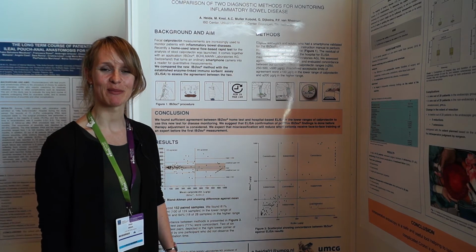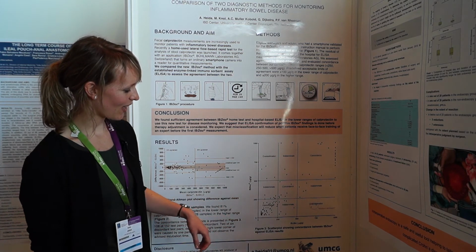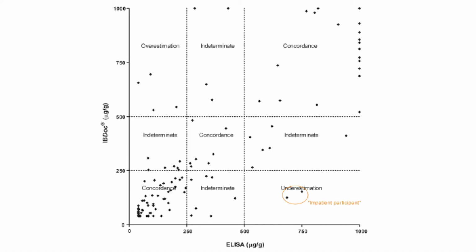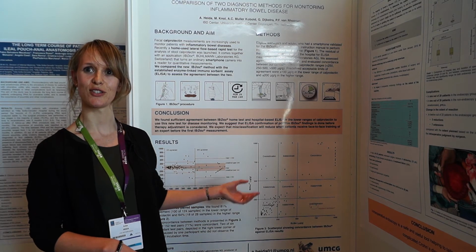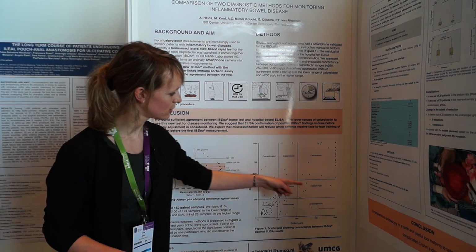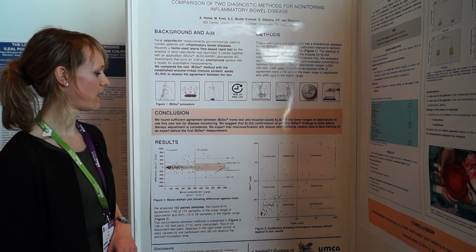We also performed a scatter plot, and that's shown over here. We can see all the individual results, and we used our clinically used cutoff values in our hospital. We calculated that the concordance between the two tests was good. It was 71%. We can see the outliers or the discordant results over here in these three quadrants.